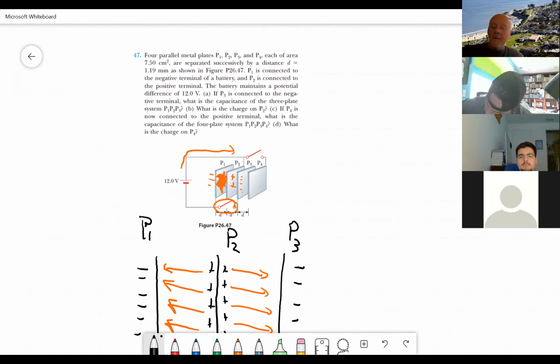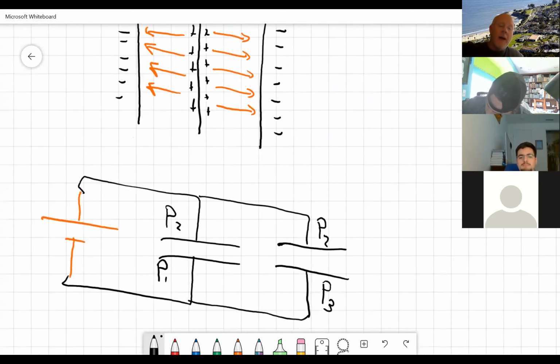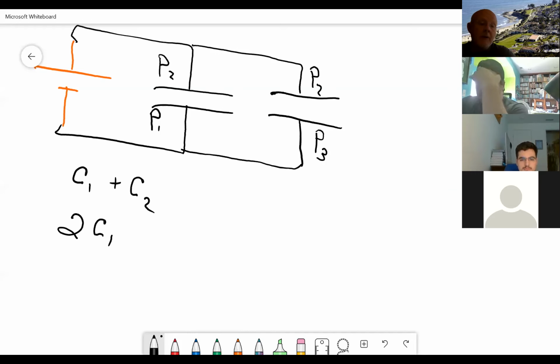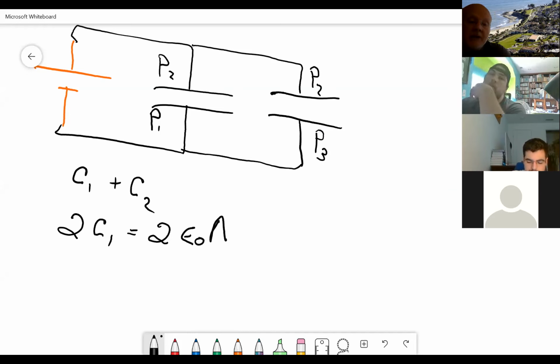But now it's just 2 capacitors in parallel. Right. So it would be take the capacitance of the first one and add it to the capacitance of the second. And since they're identical, they would be just twice one of them. And since they're parallel plate capacitors, it would be 2 times epsilon naught times the area over D.